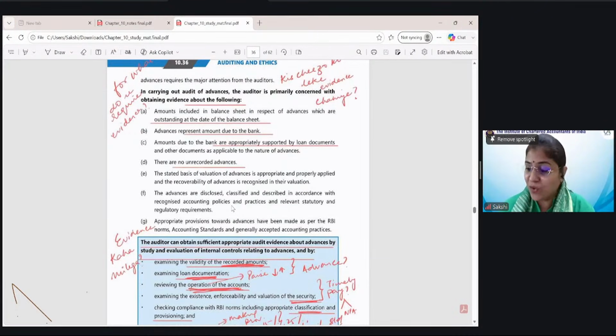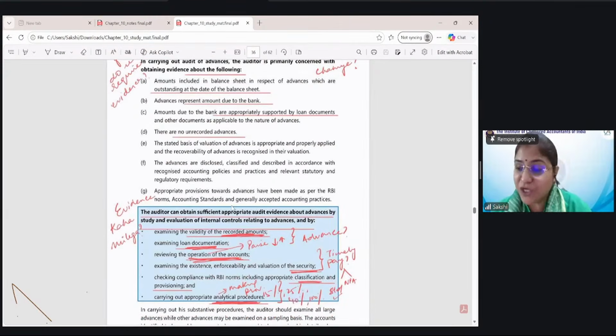Okay, do you understand? Appropriately supported by loan documents. Then there are no unrecorded advances, meaning completeness. The stated basis of valuation of advances relates to valuation. The advances are properly disclosed, classified and described in accordance with recognized accounting principles and practices. Appropriate provisions towards advances have been made as per RBI norms, accounting standards, and generally accepted accounting principles. Is it clear to all of you? Please write to me in the chat box. Is it clear, dear students?